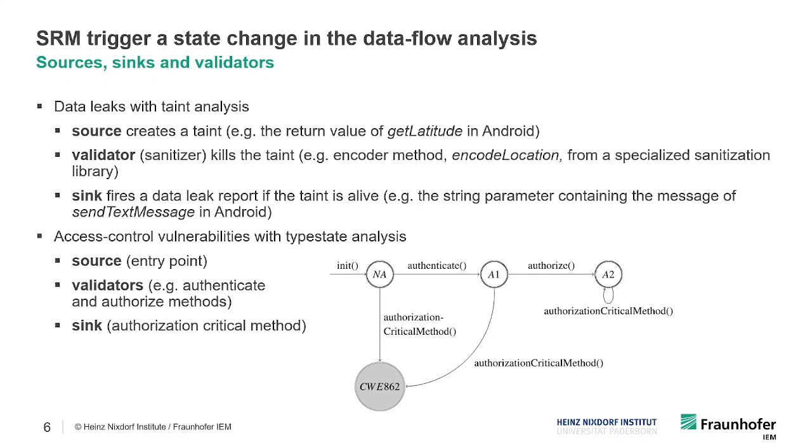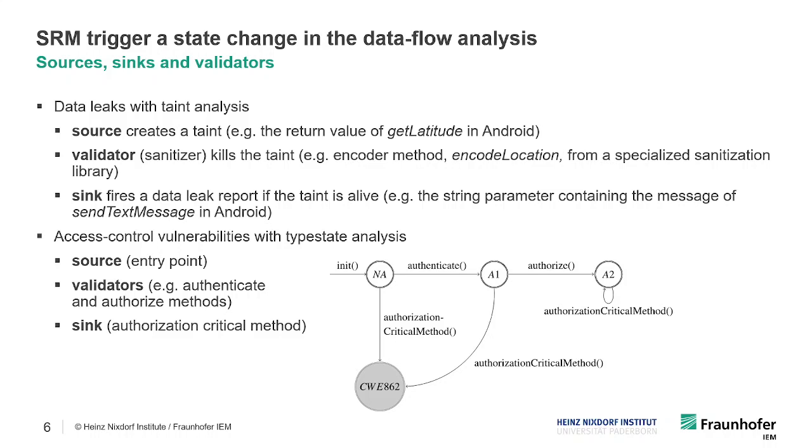It is allowed to call an authorization critical method only if we are in A2. If we call such a method in the NA or A1 state, then we are going to move to this invalid state CWE 862, which is the state where we want to fire a vulnerability report.